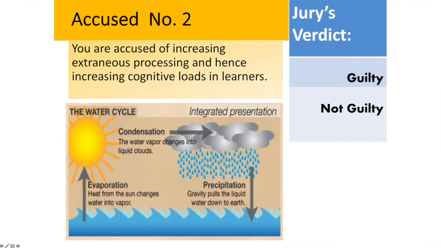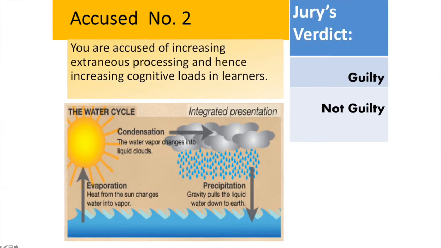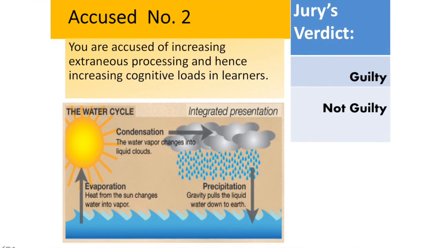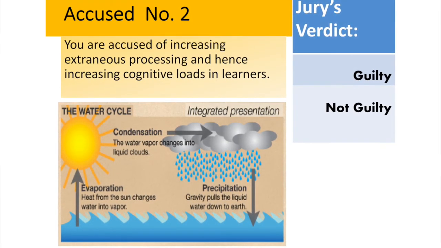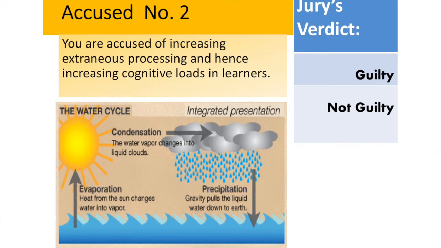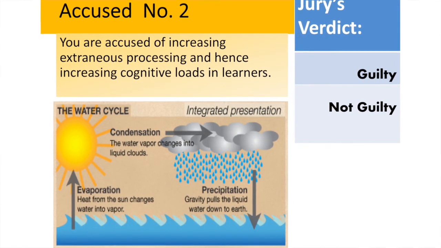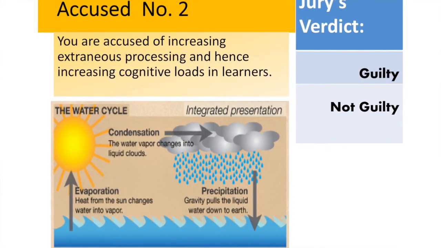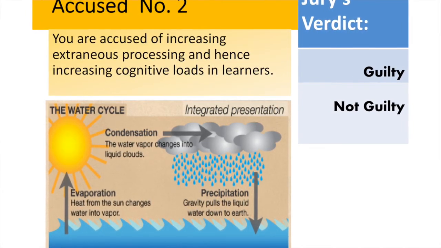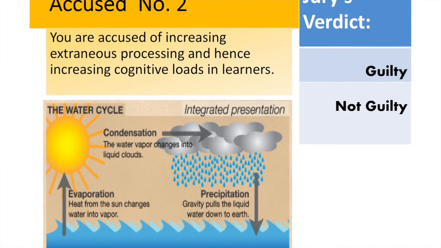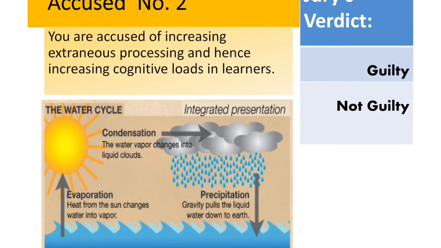Accused number two. Label, not all given, all within. You are accused of increasing extraneous processing and hence increasing cognitive load in learners. Guilty or not guilty? Not guilty, yeah. Guilty? Don't say guilty? Guilty. Guilty. Two. Not guilty. Majority.